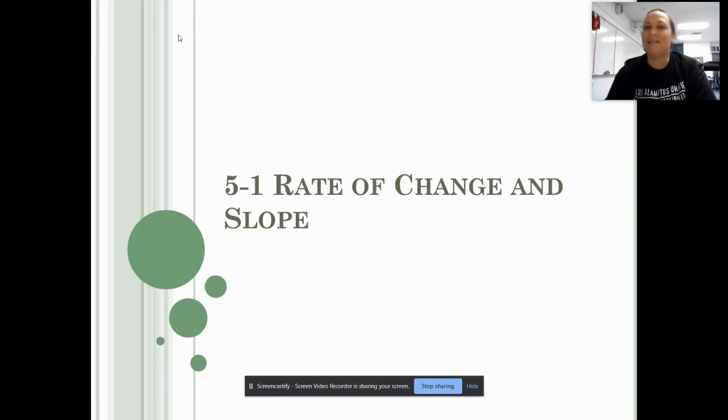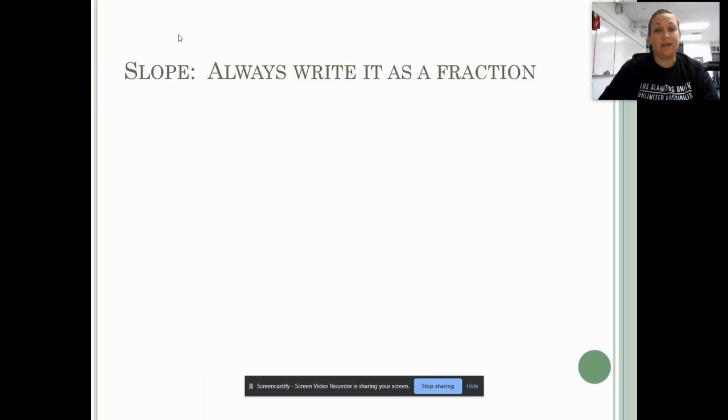Hi guys. Today we're continuing with slope, otherwise known as the rate of change. Today we're going to be focusing on a different type of problem. Yesterday I gave you a graph and you had to find the slope of the line. Today we're going to be focusing on finding slope given a table of ordered pairs.